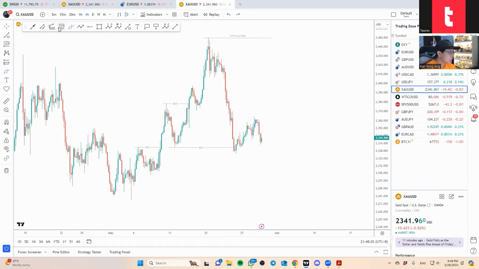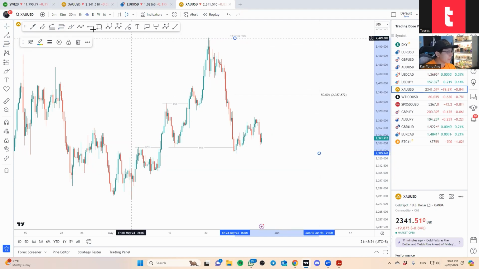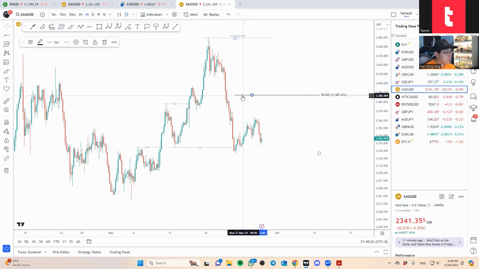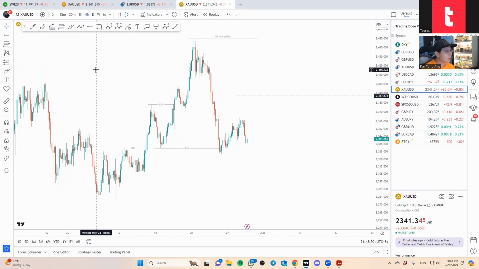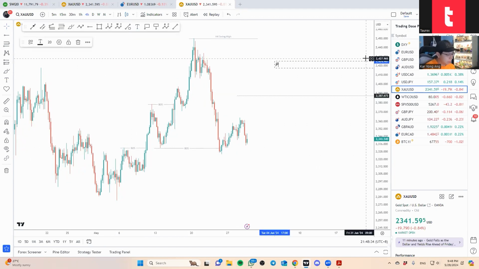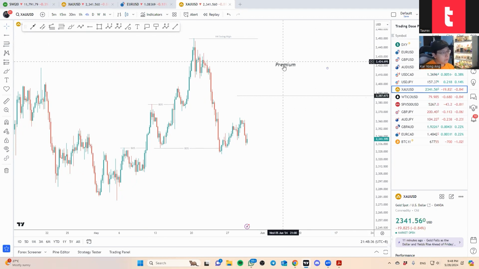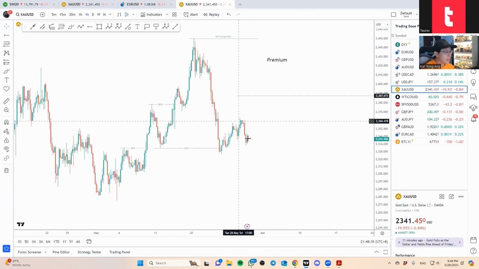Okay, so we do a little bit of forward planning, right? Where is the 50% mark? The 50% mark is here. Okay, let me drop it in. So today, if you're looking at transition to a bearish market structure, we're interested in the sell side of things. We want to be focused on premium areas to look for sells. Okay, so anything below, we're not interested. We're only interested in the premium side.